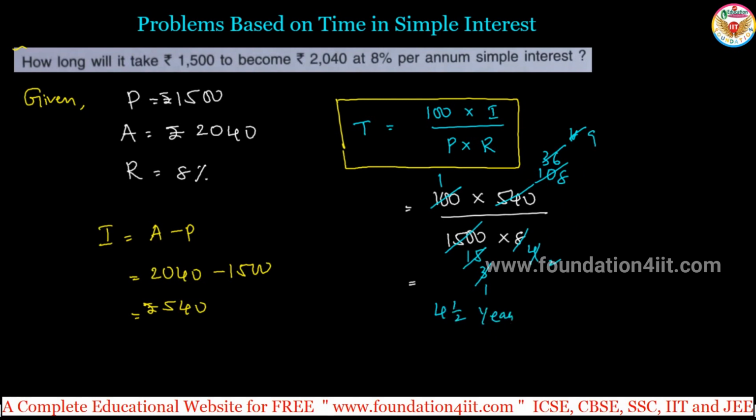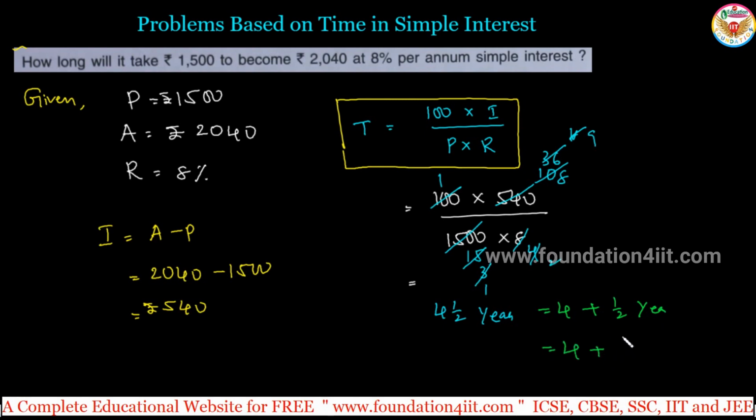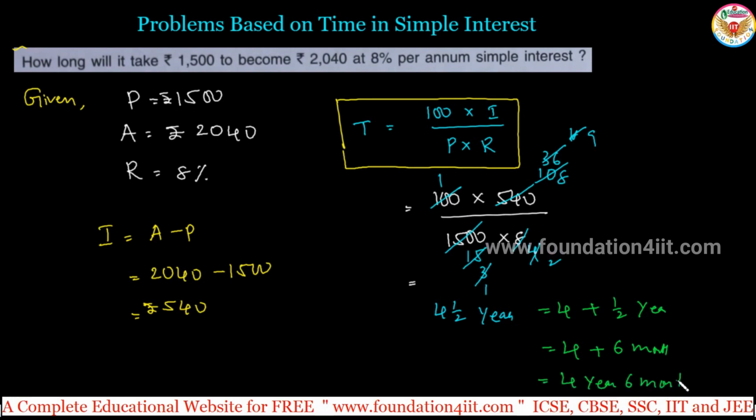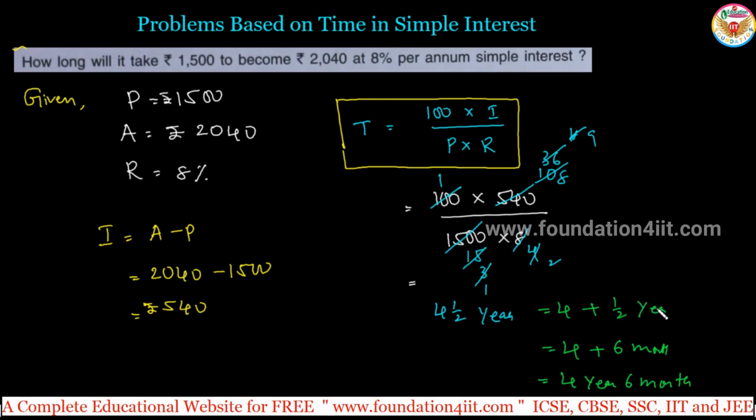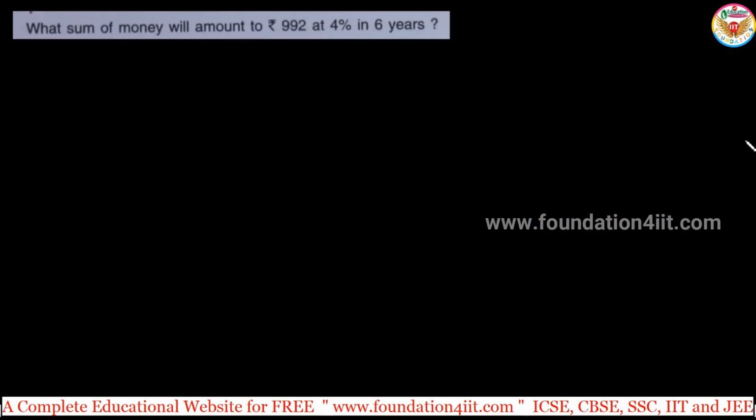You remember here one thing. 4 and a half years is nothing but 4 plus half year. 4 years plus half year, and half year is 6 months. Then the answer we can write finally: 4 years 6 months is the time period for 1500 to become 2040 at 8% per annum. Right? And if you want to convert years to months, just multiply with 12. Months to years, you should divide by 12, because 1 year is equal to 12 months.